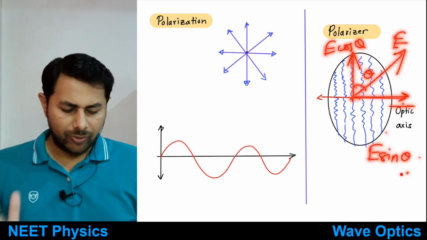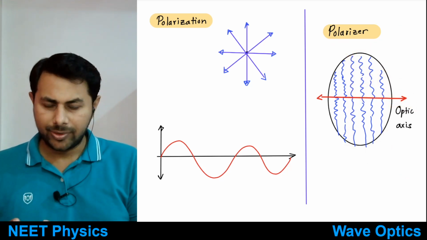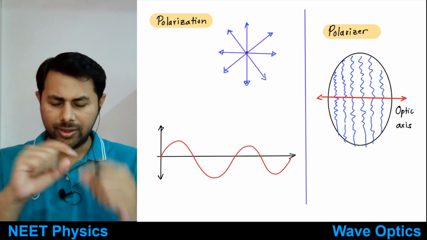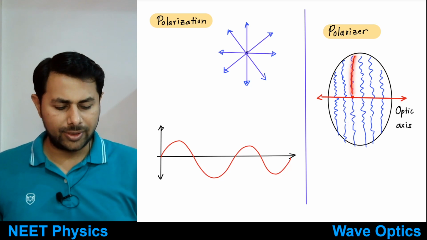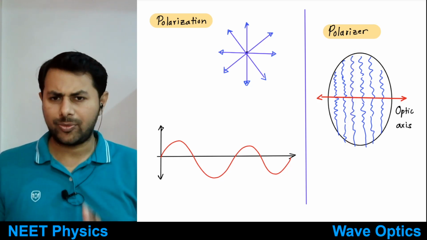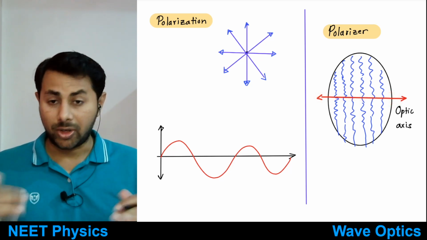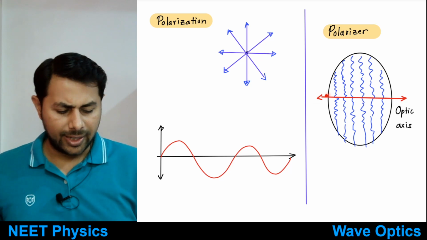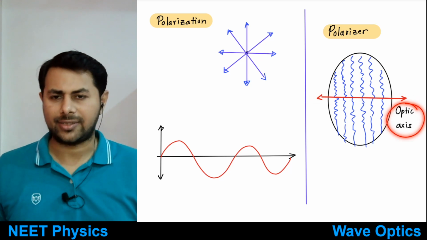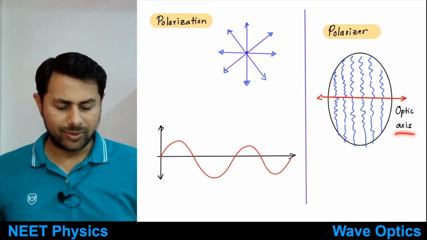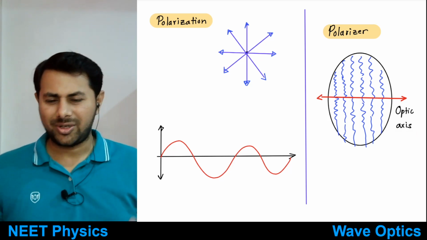So then what will happen? The component along these chains would be absorbed, because due to that component of electric field there would be some potential difference between, let's say, these two points, and some current will flow through the chains. So that component of electric field would be absorbed, and the component perpendicular to the direction of the molecular chain would be allowed to pass. And that direction perpendicular to the molecular chain is known as the optic axis.